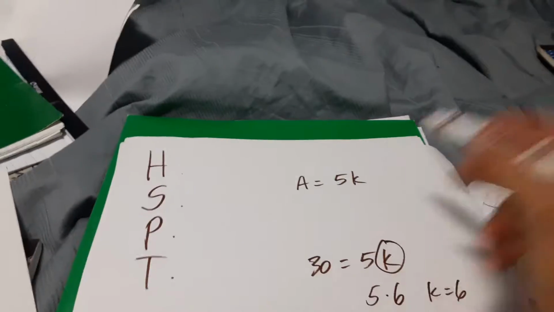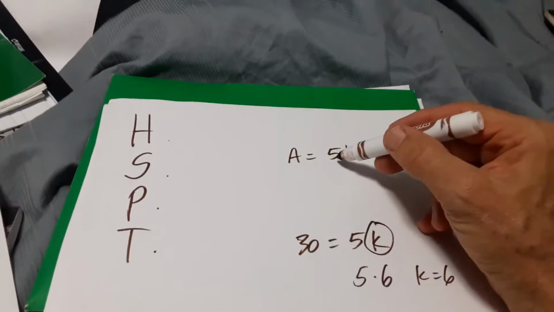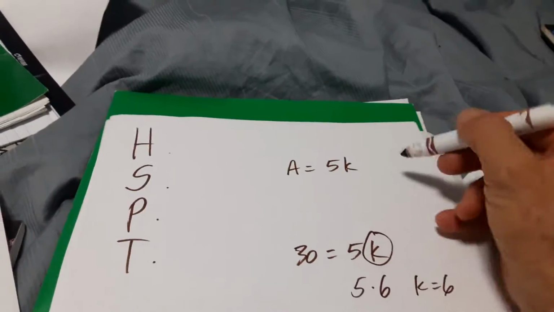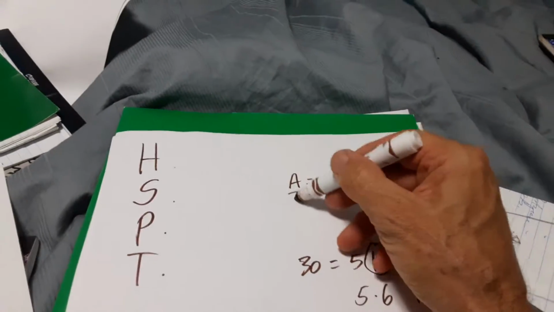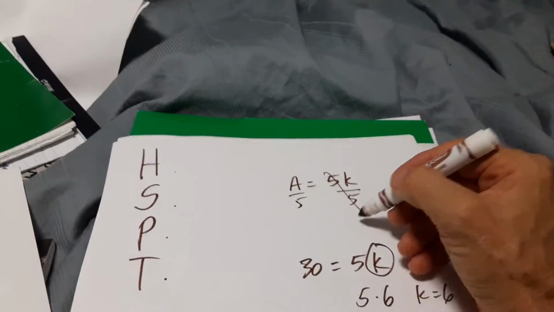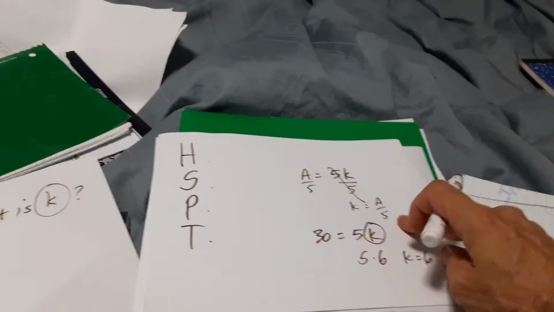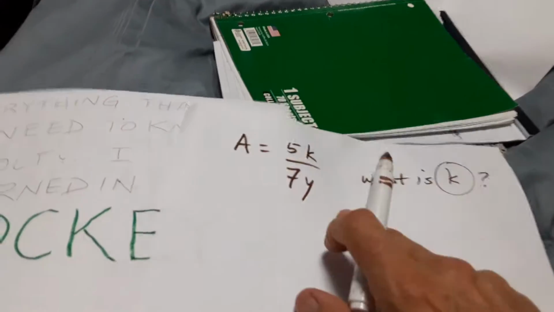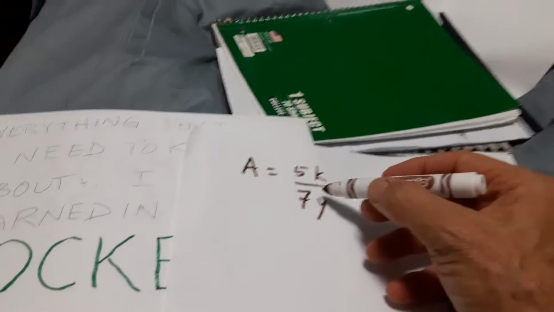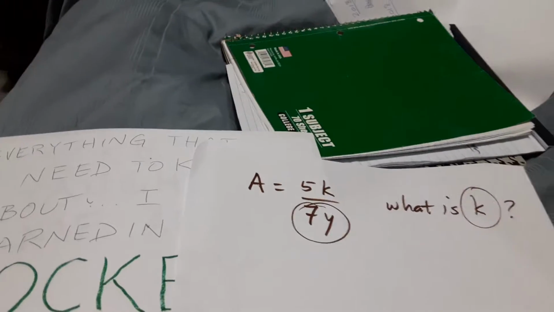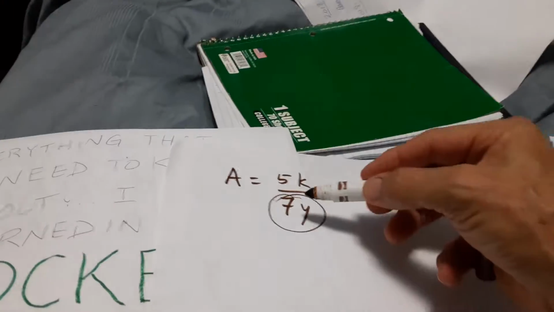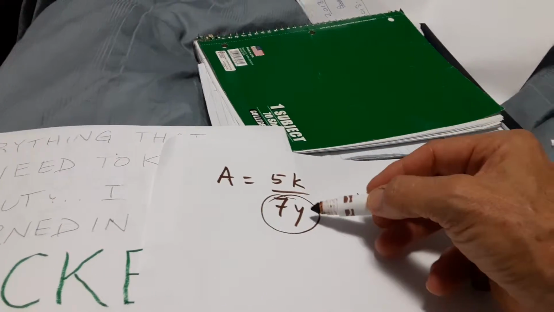It's kind of easy when there's only one letter. But in here, we just say, okay, what's the opposite of multiplying by 5? I'm going to divide by 5, divide by 5. Those cancel. K equals A over 5. Well, that's easy. So when they do it this way, they just need you to get rid of what's on the bottom. Okay? So they're dividing by 7y.